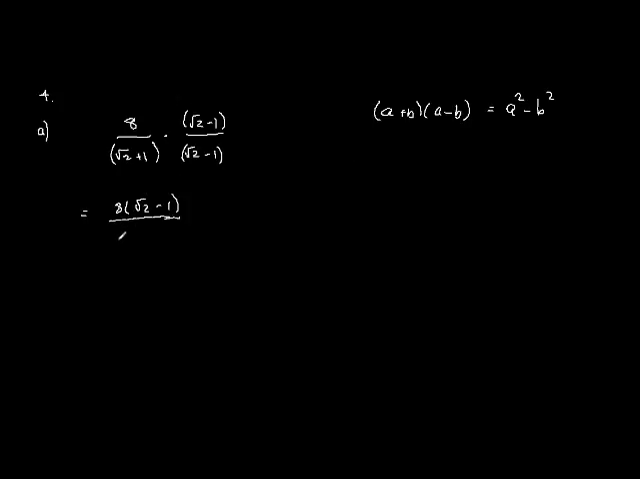So root 2 squared is 2, minus 1 squared is 1. So I can rewrite this as 8 times root 2 minus 1 over, and now 2 minus 1 is simply 1. So this is really just 8 times root 2 minus 1.